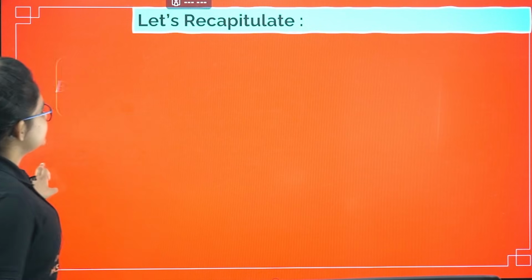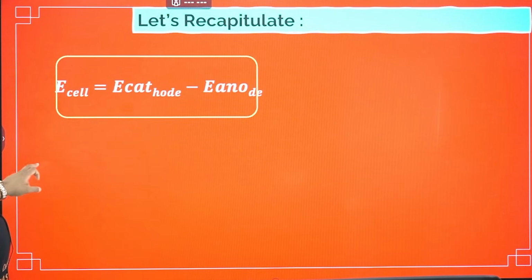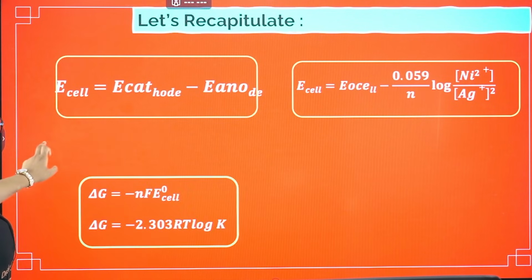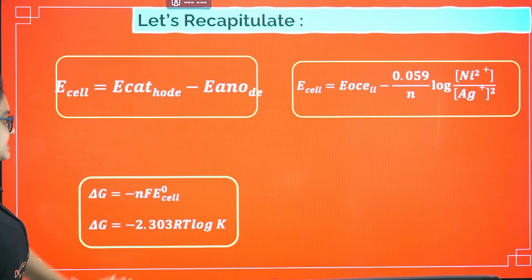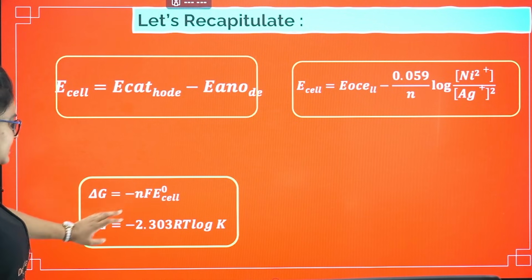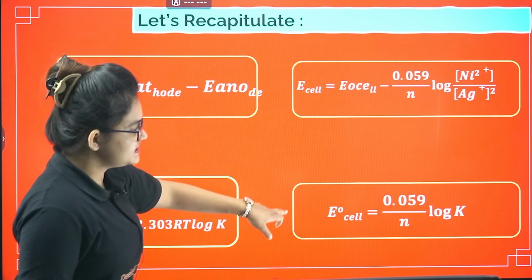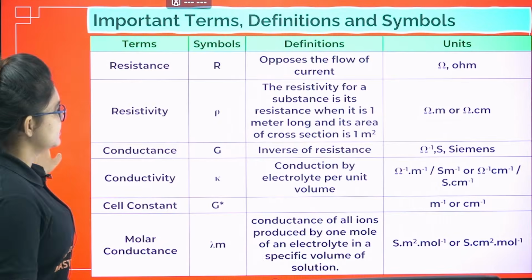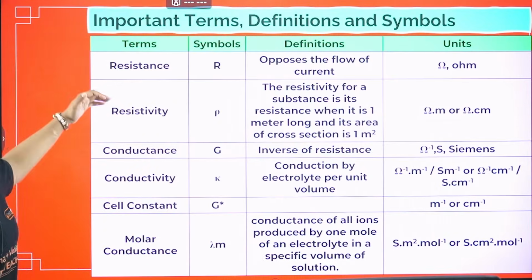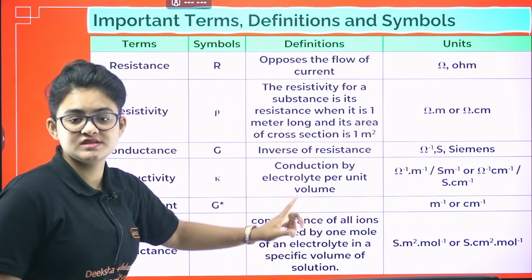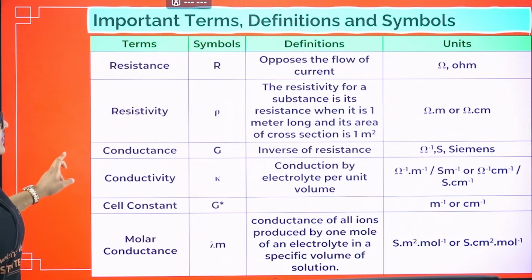Okay, so first question, first we will recapitulate at first. So you can see the E cell formula, E cathode minus E anode. This is the Nernst equation. This is the delta G and E0 cell relation. This is the delta G and equilibrium constant relation. This is the E0 cell and equilibrium constant relation. Okay, here come the different terminologies along with their definitions and units. It's very important. Just with a glance, just revise.